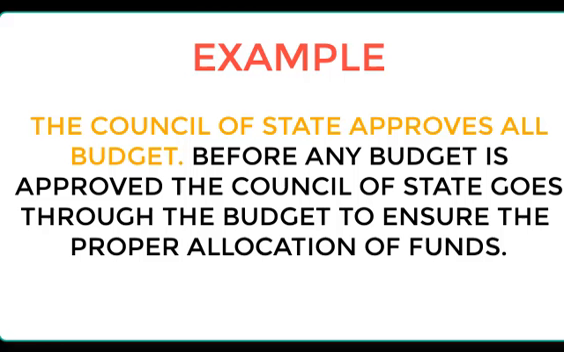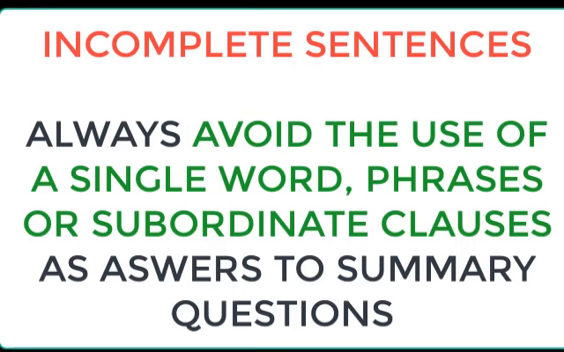Example: the Council of State approves all budgets. Before any budget is approved, the Council of State goes through the budget to ensure the proper allocation of funds. In one sentence, summarize the function of the Council of State. Here, the topic sentence is "The Council of State approves all budgets." All the other materials that you find there are irrelevant materials. Therefore, you should do away with them.